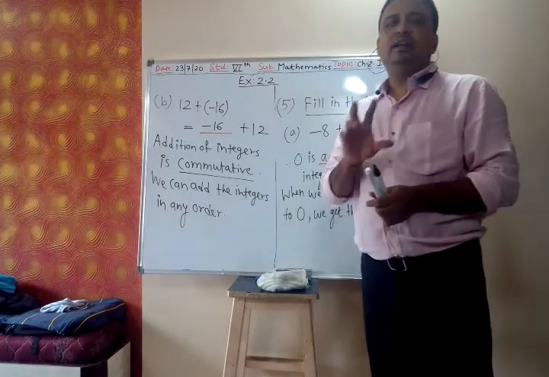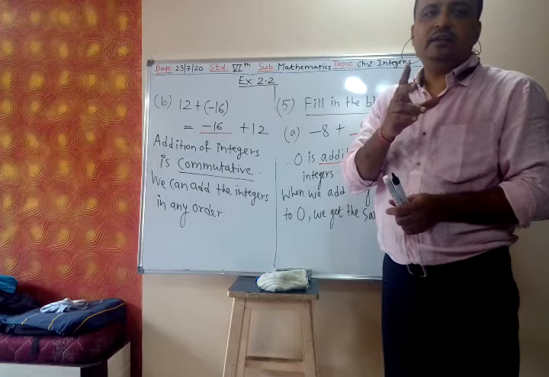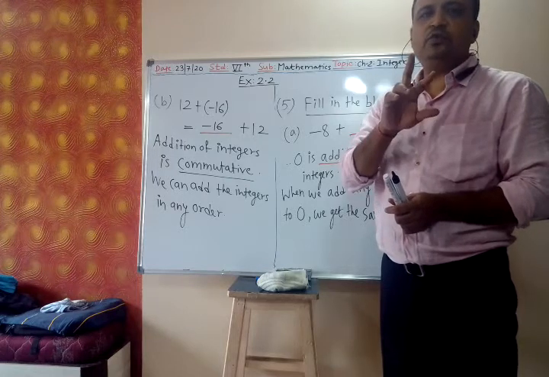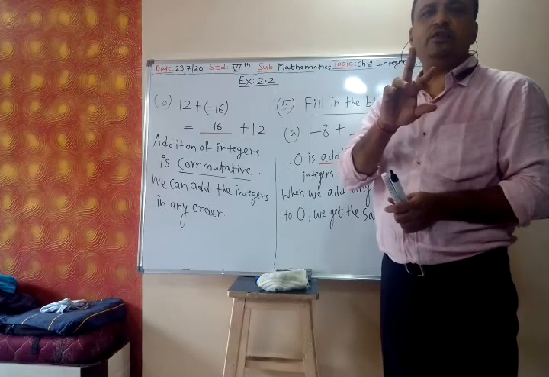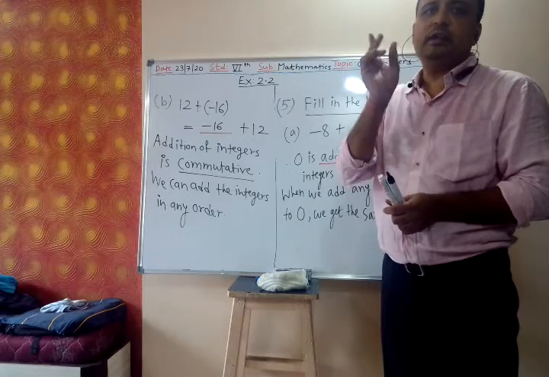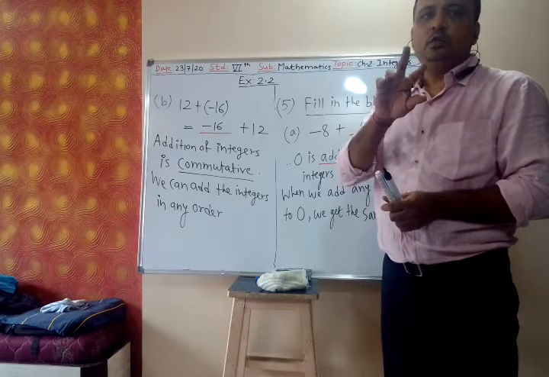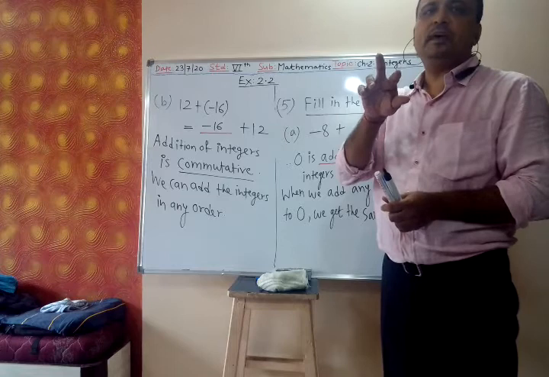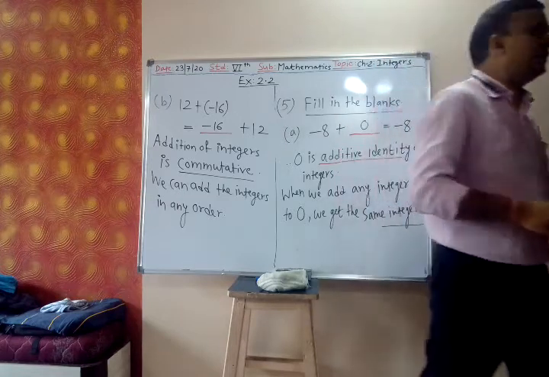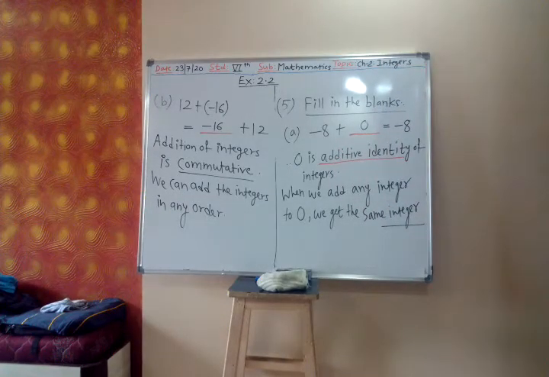Because see, what is 2 plus 3? 5. What is 3 plus 2? 5. 2 plus 3 is 5, 3 plus 2 is 5, so we can add the integers in any order. Whether you add first to second or second to first, you will get the same answer.